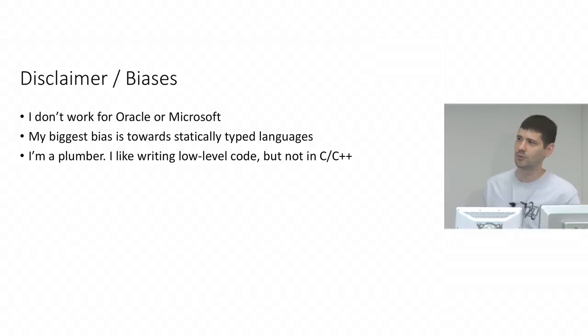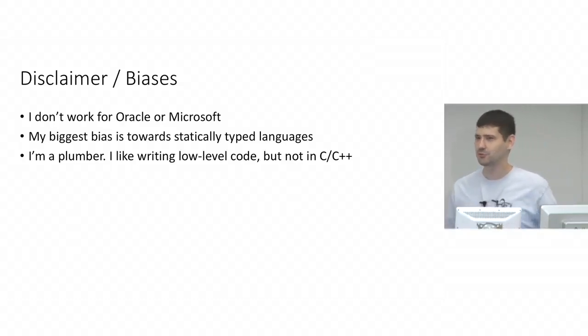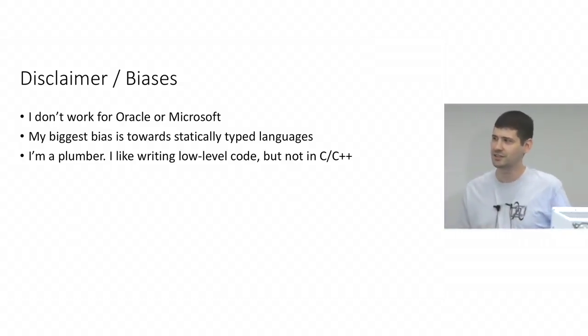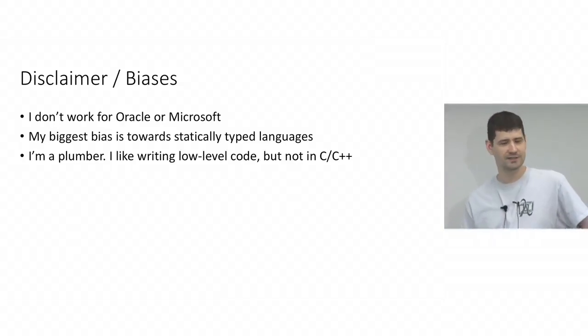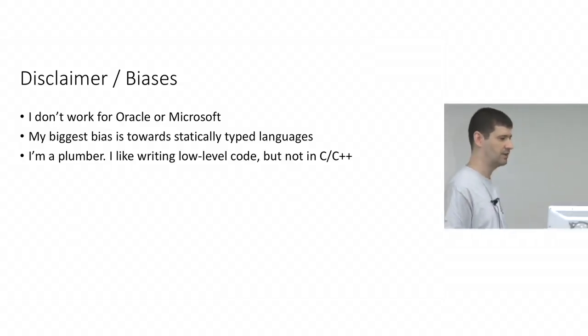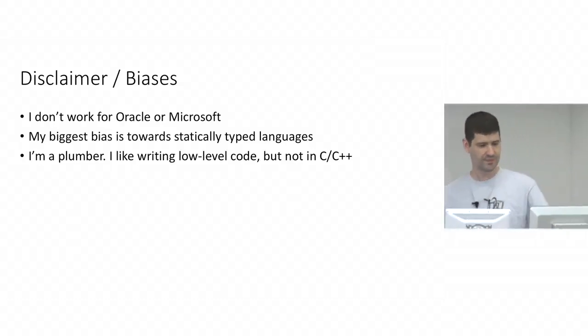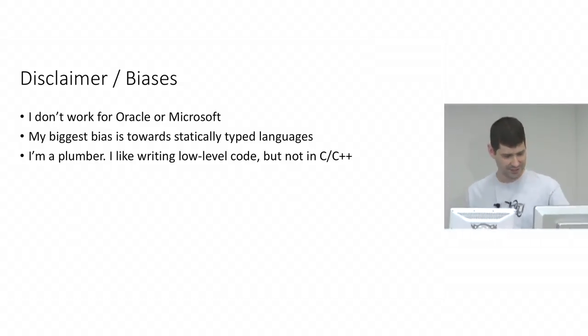I don't work for Oracle or Microsoft, so I don't have any big legal disclaimers or anything like that. I have some biases, of course, like everyone else. My biggest bias, I think, is that I am very partial to statically typed languages and ahead of time compilation. So you'll see that show up. And also I'm sort of a plumber. I like working on the low level stuff, but not in C or C++. I think that assembly is nice, bytecode is nice, but C and C++ really aren't that great.